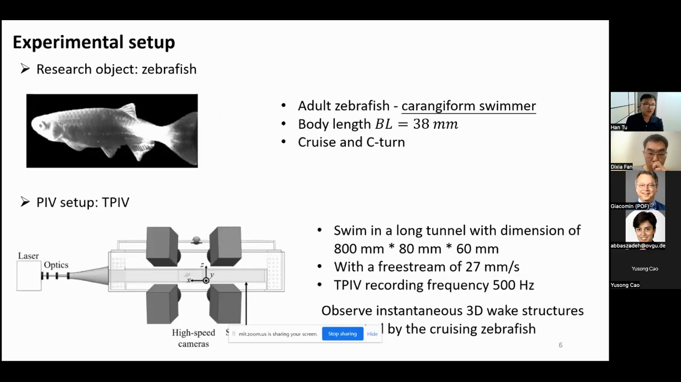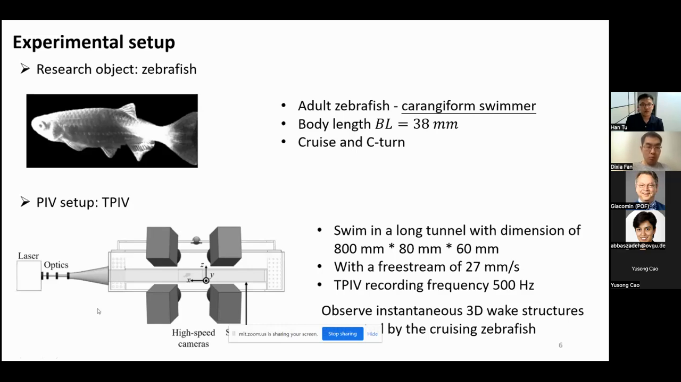So here is our setup for the Tomo PIV. Our observation object is an adult zebrafish. Zebrafish widely appear in those bio-inspired experiments because they are easy to maintain, and it should be known that those fishes are BCF swimmers, and specifically, they are carangiform swimmers. The tested one has a body length of 38 millimeters. To observe the fish cruising, we built a long tunnel with dimensions of 800 millimeters by 80 millimeters by 60 millimeters. On the left side here, we put a water pump to generate a free stream of 27 millimeters per second, which is not very strong.